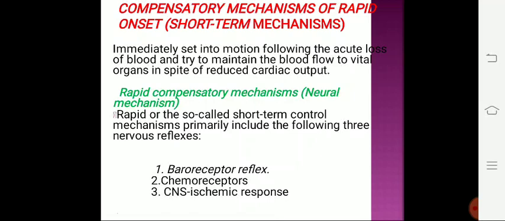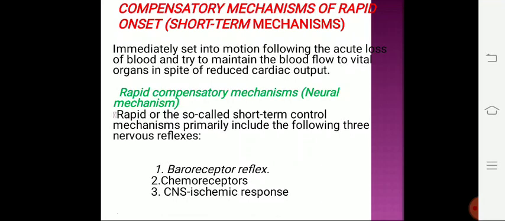These mechanisms are effective in immediately controlling the blood pressure in non-progressive shock and are followed by the long-term compensatory mechanisms which restore the circulating plasma protein and red cell mass in 4 to 8 weeks. Compensatory mechanisms are the rapid compensatory mechanism, also known as the neural mechanism.